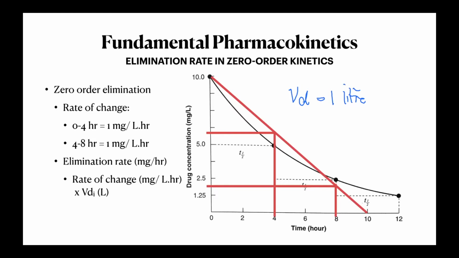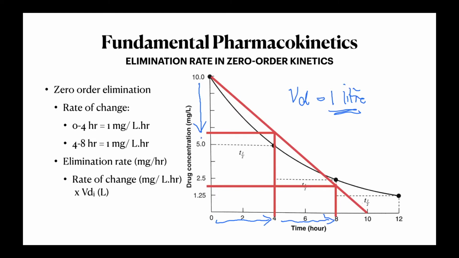When we look at the first 4 hours, you've got a drop of concentration from 10 to 6. And therefore, the rate of change is 1 milligram per liter hour. And if you have a volume of distribution of 1 liter, it means that your elimination rate is 1 milligram per hour.